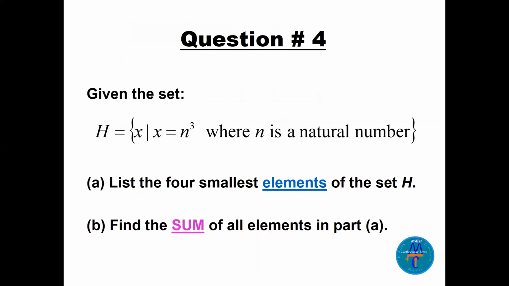Let's see number 4. Given the set H, please listen carefully, how do we read this? Set H equals the set of x such that x equals n cubed, where n is a natural number. This is H. List the 4 smallest elements of H. See, H has many numbers, infinitely many. List the 4 smallest elements of the set H.